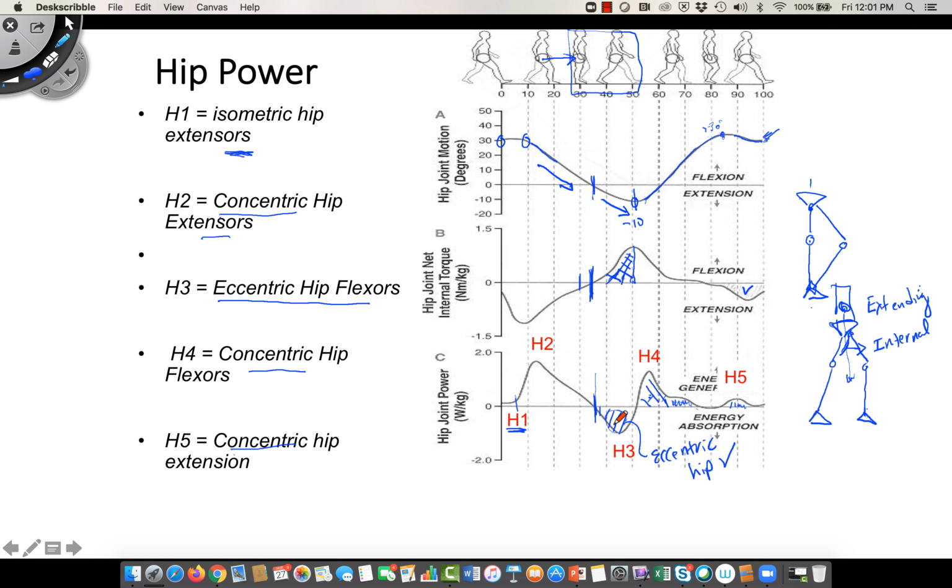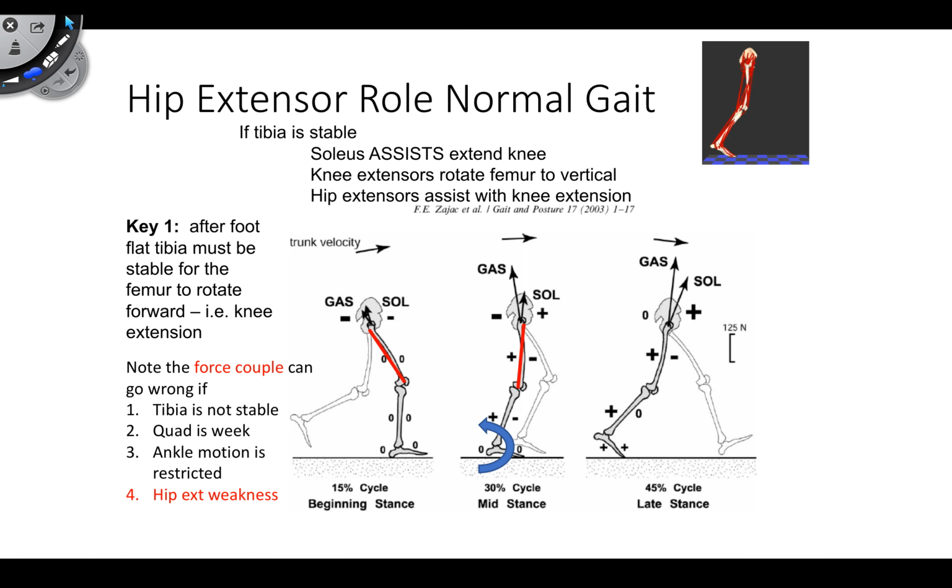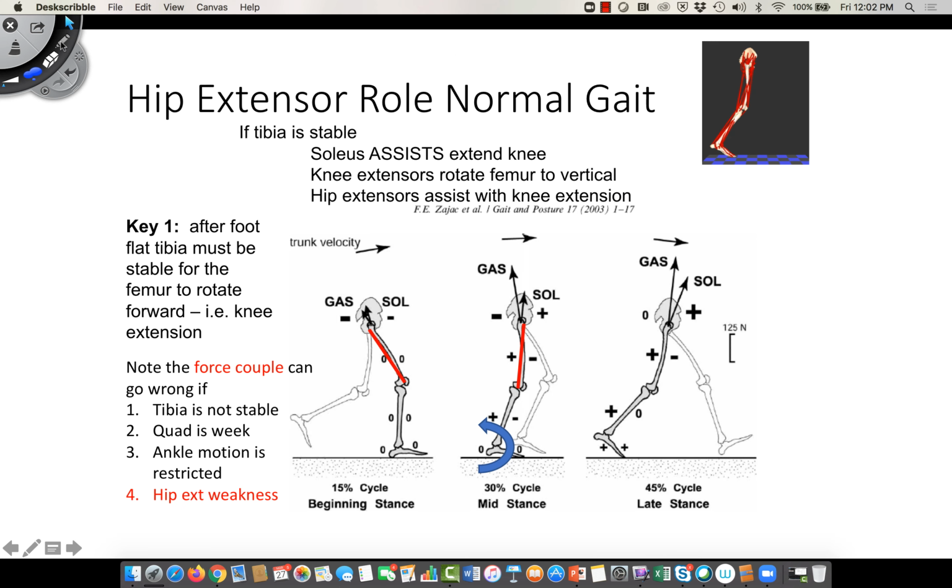So again, that's a stretch shortening cycle, and then this is shortening. So here we have the eccentric stretch followed by the concentric shortening. So we covered this as a key important element of gait for the ankle, knee, and now the hip.